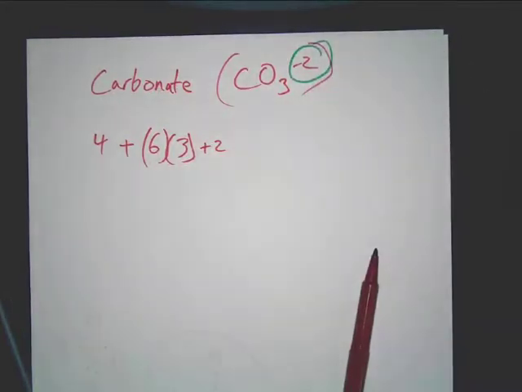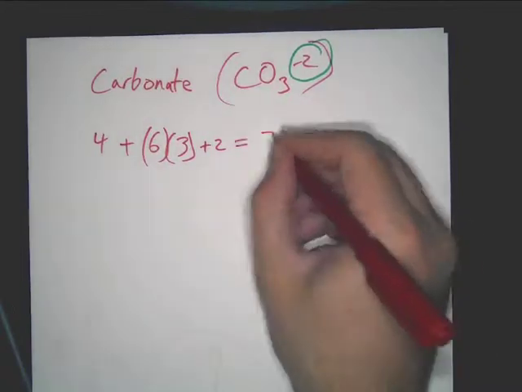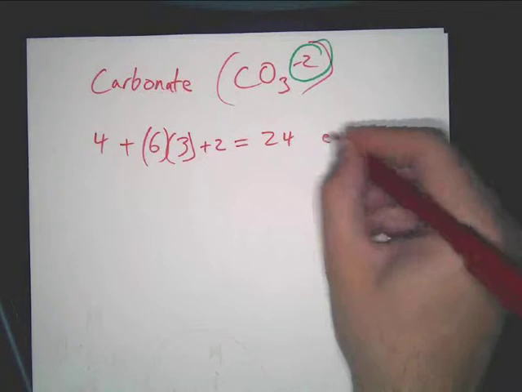That's because of the charge up there. If it's positive, you would subtract electrons. So this adds up to 24? Yes. So 24 electrons.